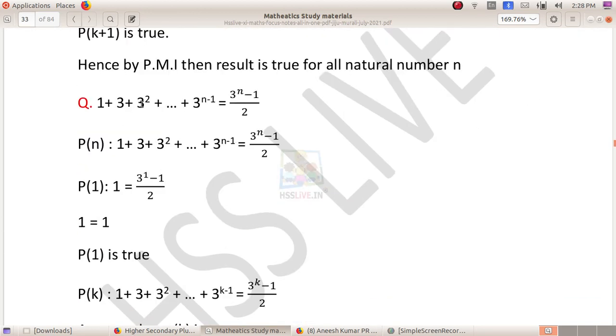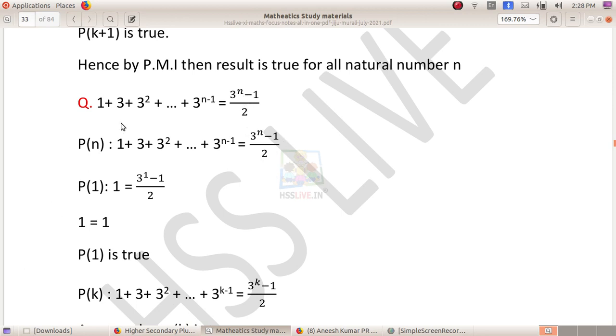Similarly, take this question: 1 + 3 + 3 square + etc. + 3 raised to n minus 1 is equal to (3 raised to n minus 1) divided by 2. So we are assuming that P(n) is equal to 1 + 3 + 3 square + etc. + 3 raised to n minus 1 is equal to (3 raised to n minus 1) divided by 2. What is our first step?